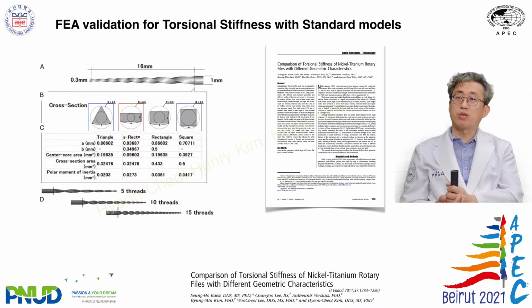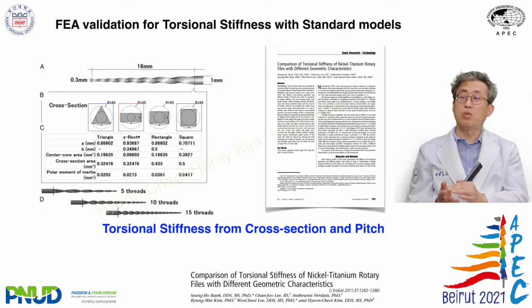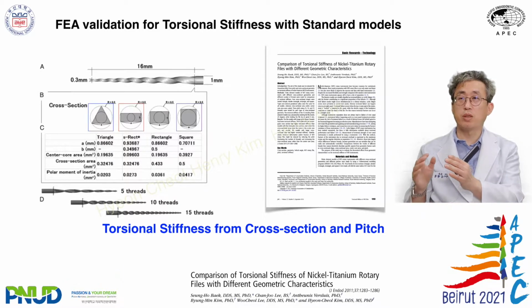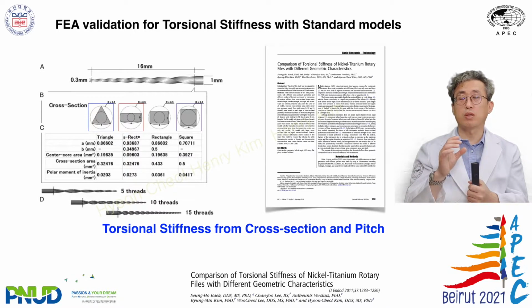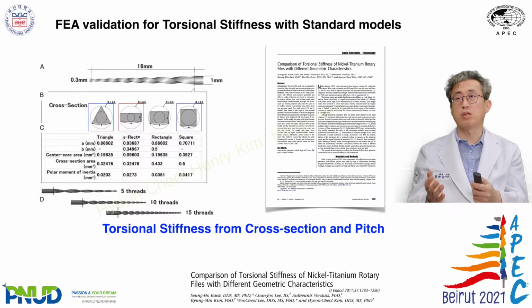In these geometric studies using finite element models, we compared standardized models to see which component is the critical factor to decide the torsional stiffness or torsional strength: the center core area, the cross-sectional shape, or the cross-sectional area. Which one is the critical factor to decide the torsional strength of the instrument?